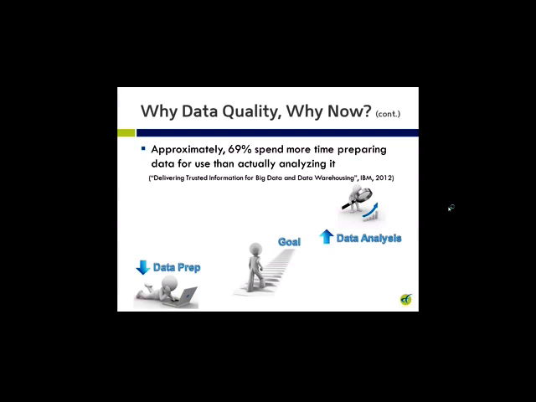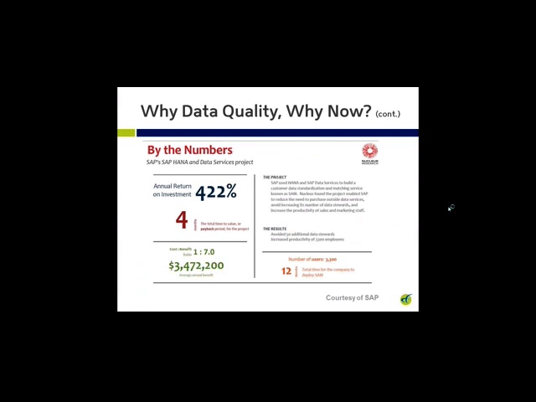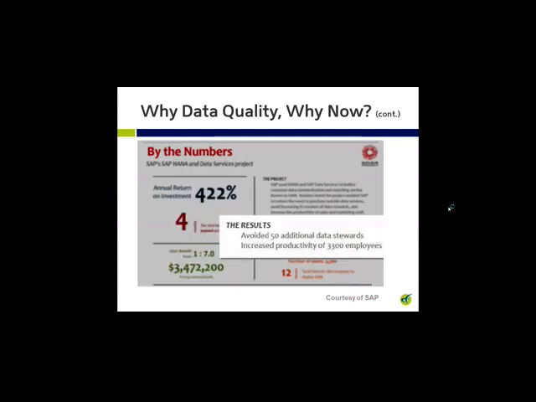So our goal should be then to reduce data prep time and increase data analysis. And that's really where the justification comes from when you look at your data quality initiatives. And to put some hard numbers to justifying a HANA and Data Services combination, SAP just released this case study. You can see that these are fairly substantial numbers: 422% annual return, a 4-month payback, 3.5 million annual benefit. And how did they come to this conclusion? They did so by avoiding additional resources to do data prep work and increasing the productivity of the entire organization.